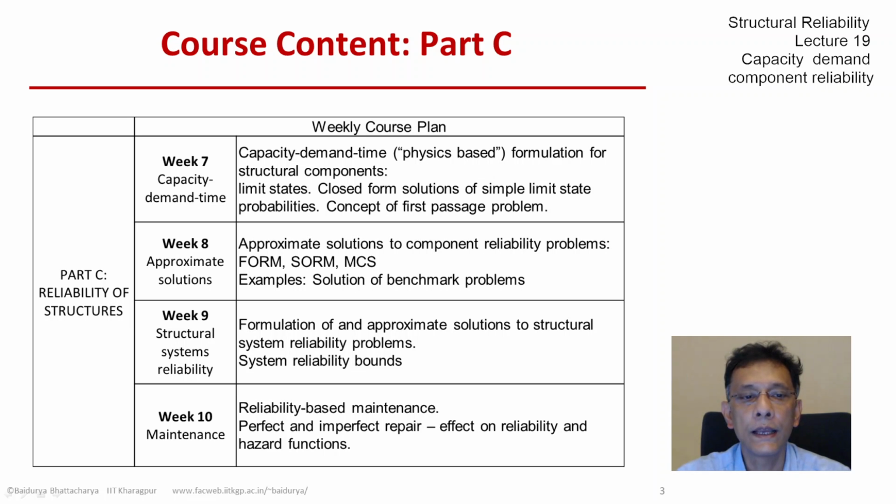approximate solutions like FORM, which is first order reliability method, SORM, which is second order reliability method, application of Monte Carlo simulations, and then some variance reduction techniques such as importance sampling, because in the end we are actually trying to estimate rare probabilities.